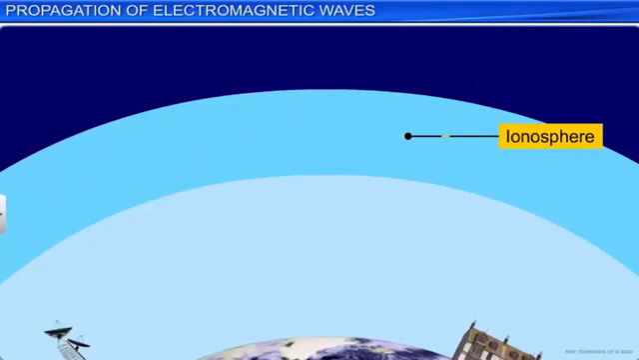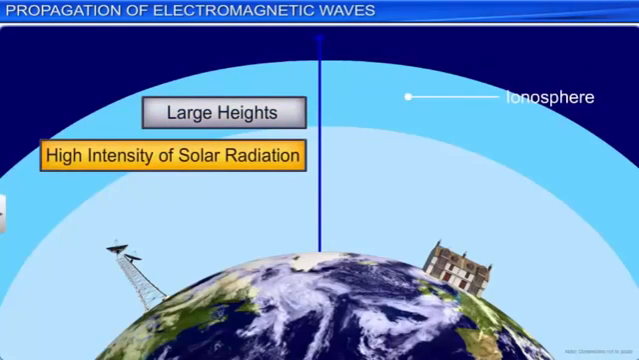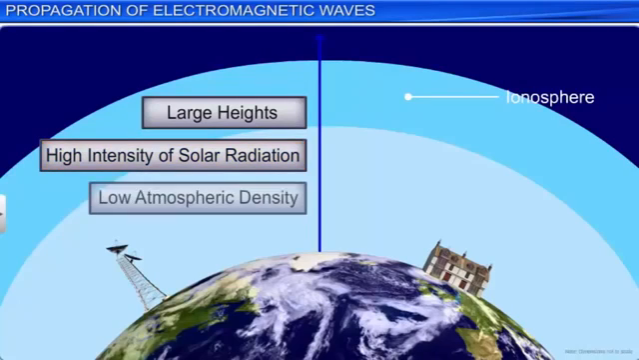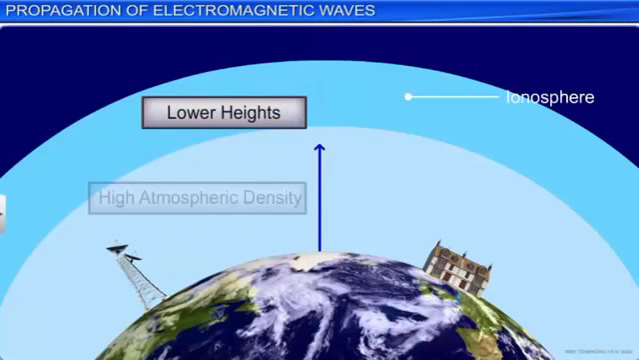The degree of ionization varies with the height from the surface of the Earth. The density of atmosphere is not constant. It decreases with height from the surface of the Earth. At greater heights, the solar radiation that causes ionization is intense. But as the density of atmosphere is less, the degree of ionization is less. At lower heights, the density of atmosphere is comparatively larger, but the intensity of solar radiation is comparatively less. Thus, again the degree of ionization is less.